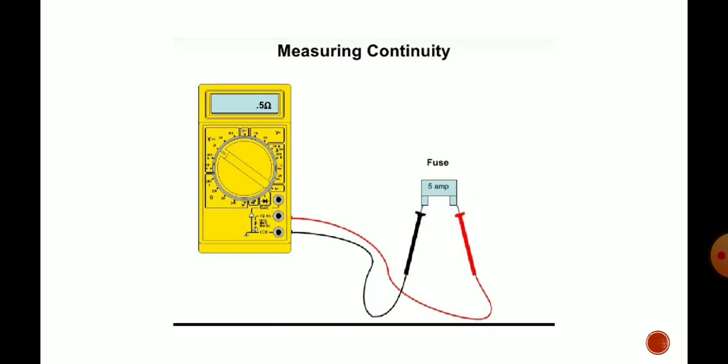Measuring continuity. We measure a fuse, visually if it is broken or not. So then we check the continuity through digital multimeter.